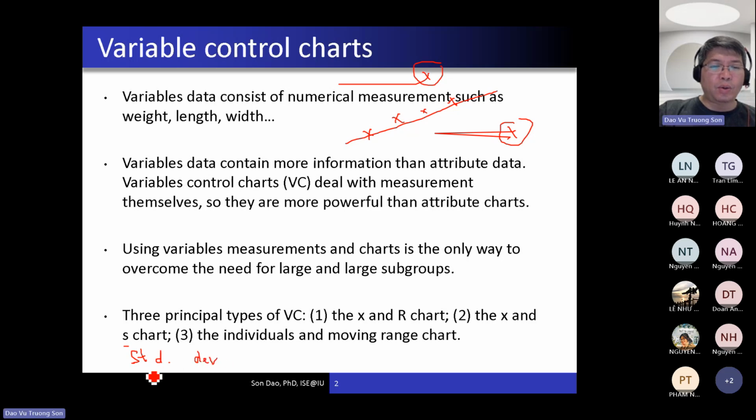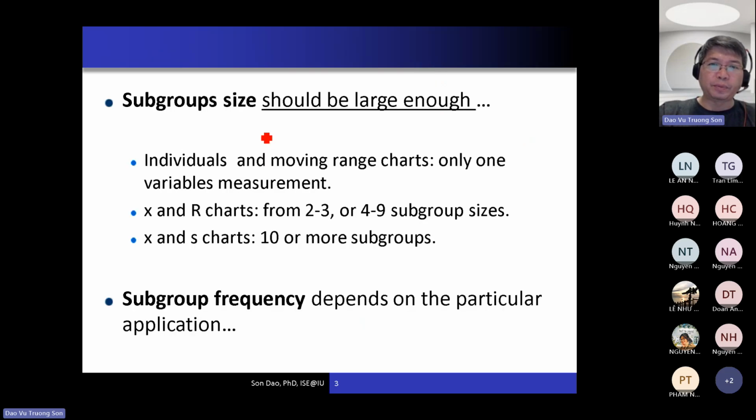So you guys already know the average deviation away from the mean of the sample. So later on, we will take a look at the formula in the control charts. So these are the rules of thumb to apply for these cases.